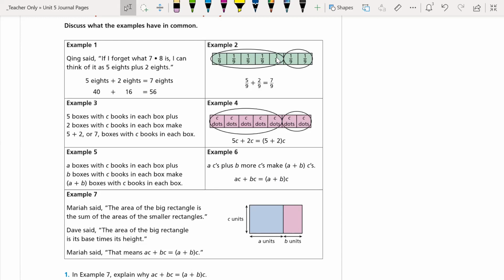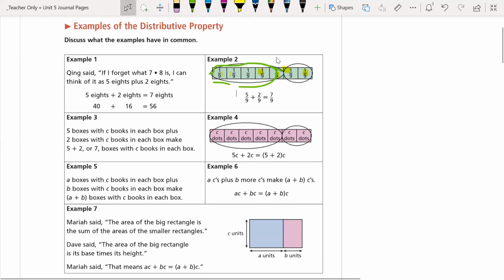I see there that there are a total of 7 ninths, or 7 groups of 1/9, right? 1, 2, 3, 4, 5, 6, 7. And when we circled these, this first group, we'll call this the green group, that was 5 ninths. There are 5 groups of 1/9 there. In the second one, the blue group, there were 2 ninths, or 2 groups of 1/9, right? Okay, so that is another example of the distributive property.